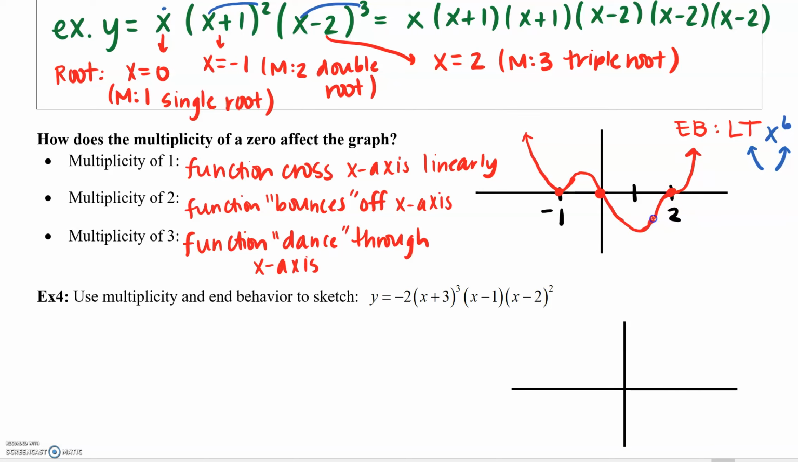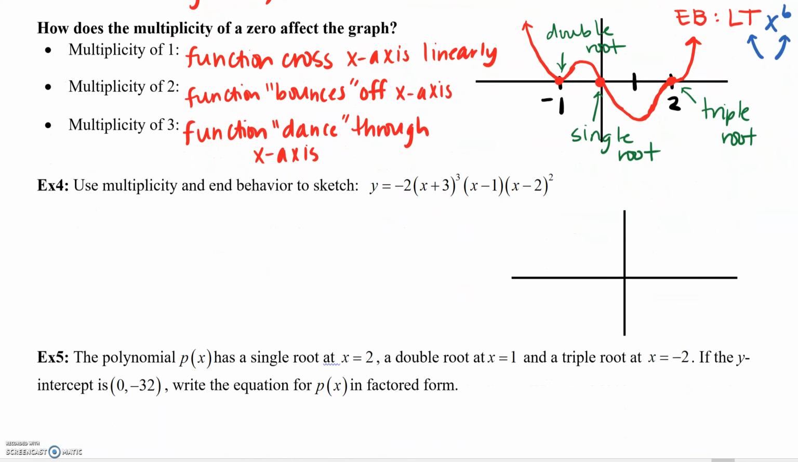So it's almost like it dances through the x-axis. So we call this a triple root when it dances. A single root, when it just crosses right through like a line, it's linear. And then a double root is the one that bounces off and just continues the way that it came. So now let's actually put this into practice.